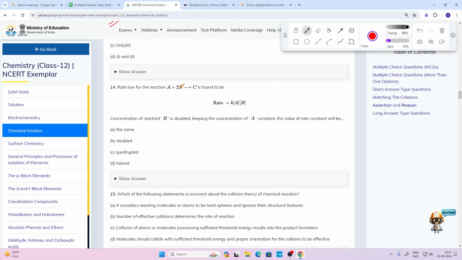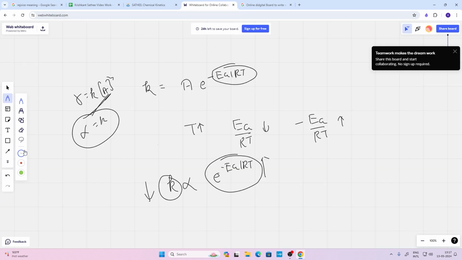The rate law for the given reaction is this. Now the concentration of B is doubled, keeping the concentration of A constant. The value of the rate constant will be, so in the first case if we write, let me first erase it.